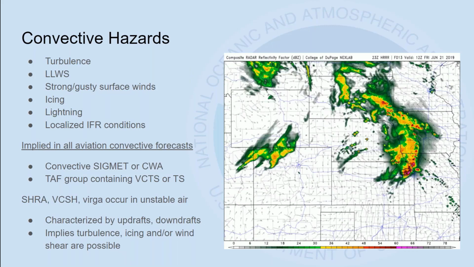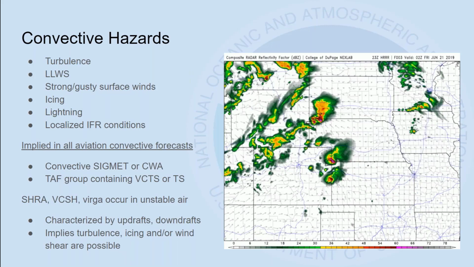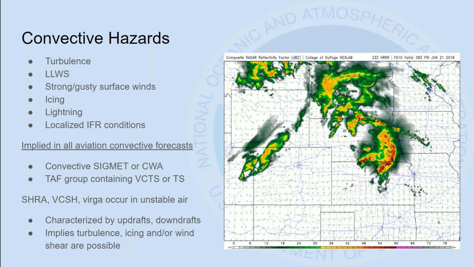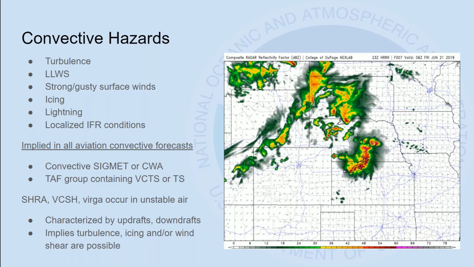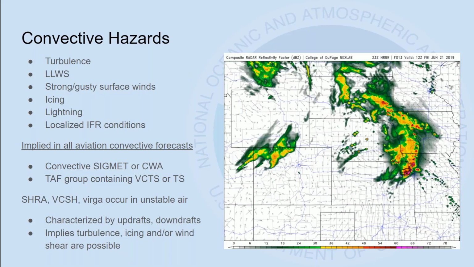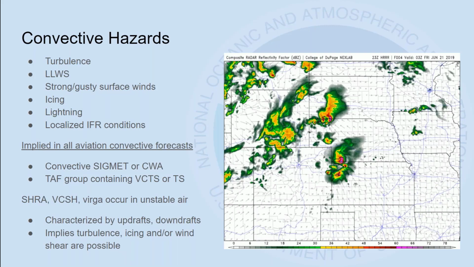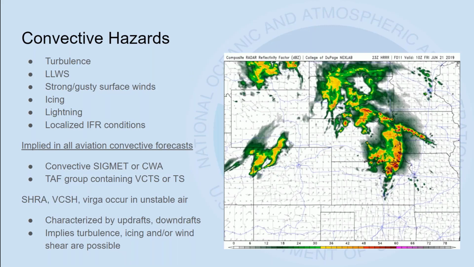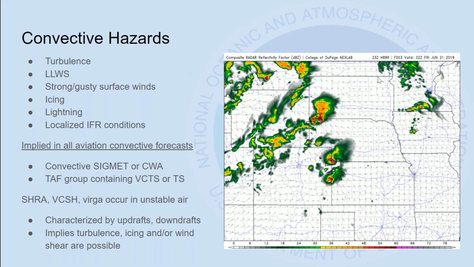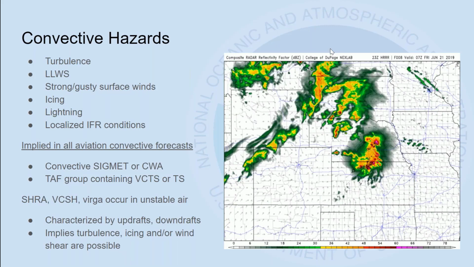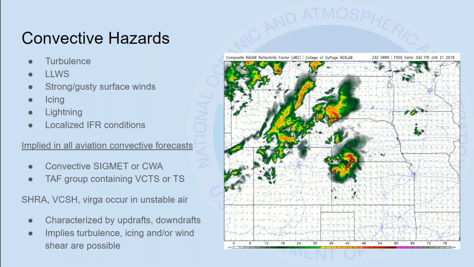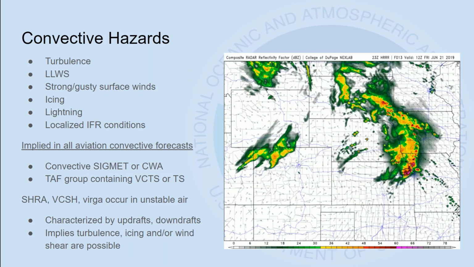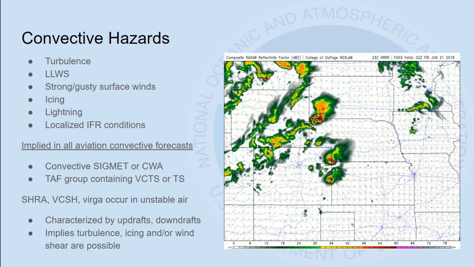And if there are thunderstorms, you should see either convective SIGMETs that are issued by the AWC or some CWAs that are issued by the local CWSU offices. And then what we do at the WFO, like where I am in Topeka, we issue those TAF forecasts and we will have the TS mentioned in there, or vicinity, meaning that we'll have thunderstorms within 5 miles of an airport.